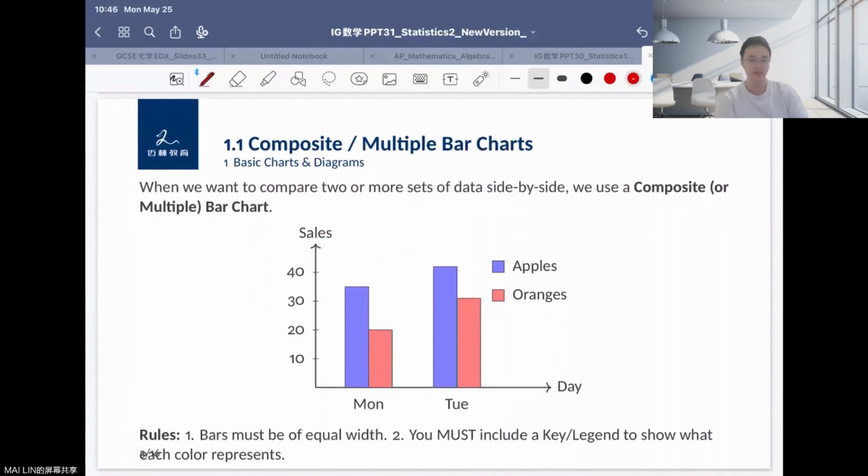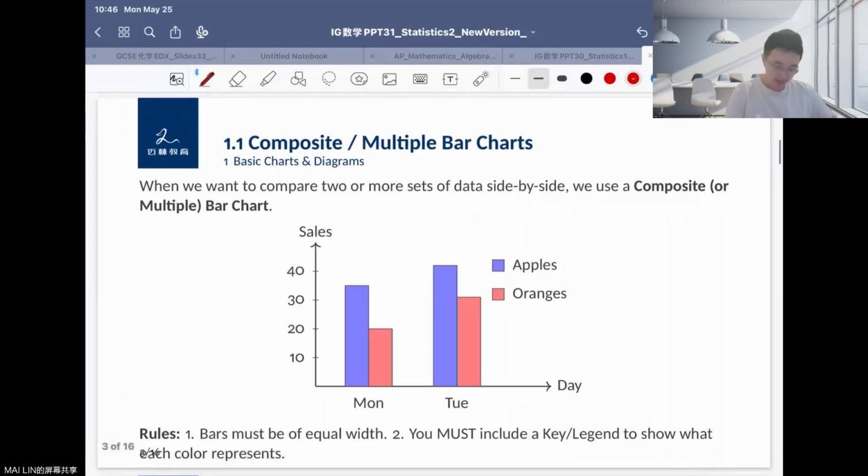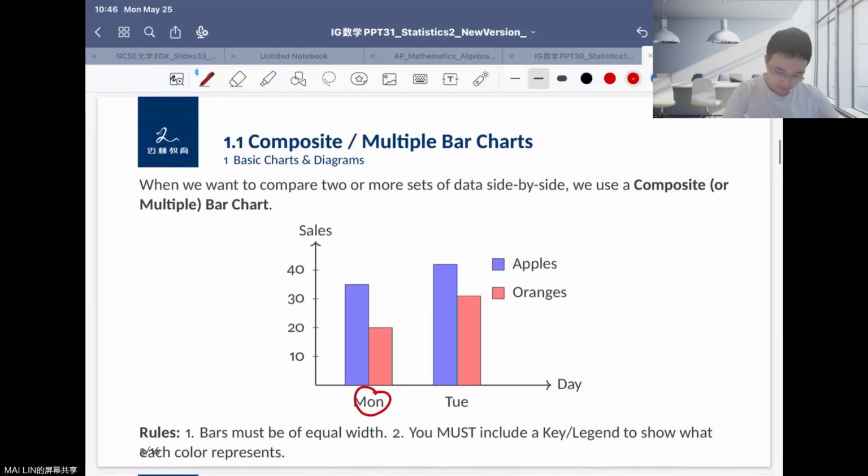So you can find in this graph, we have the y-axis meaning sales and the x-axis meaning days, right? So maybe on Monday, here we have apples, represented by the purple bar, and the oranges are represented by the red bar. So you can find their sales, like apples is bigger than oranges, right? So that is a composite and multiple bar chart.